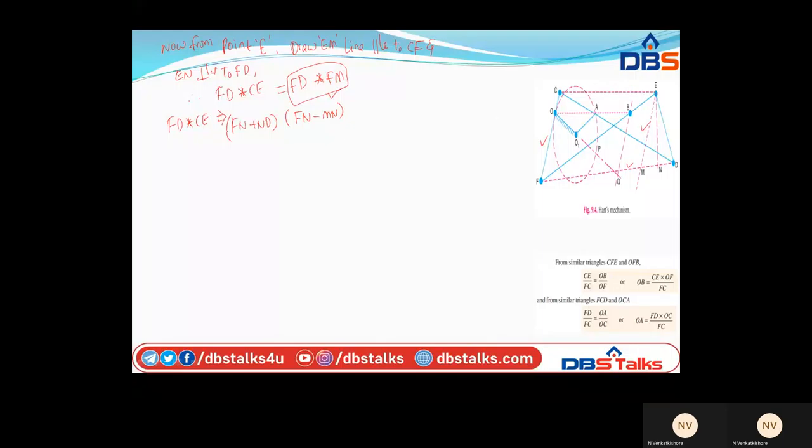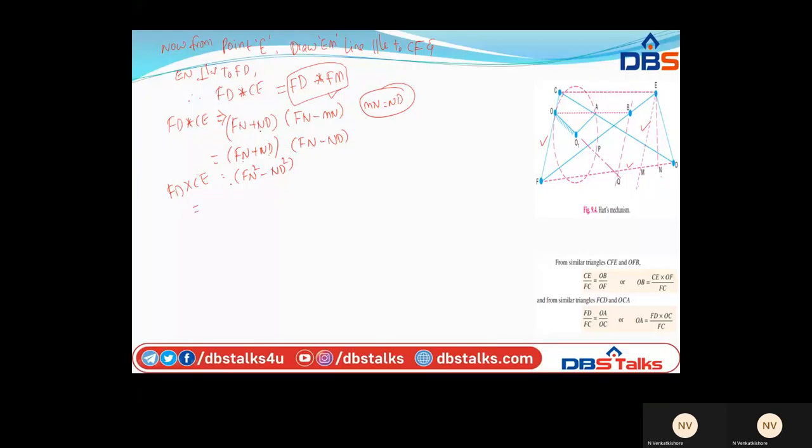So these two are similar. This is perpendicularly bisecting, so MN is equal to ND. We can write it as FN plus ND into FN minus ND. See here, A plus B into A minus B is A square minus B square. So FD into CE equals this value.